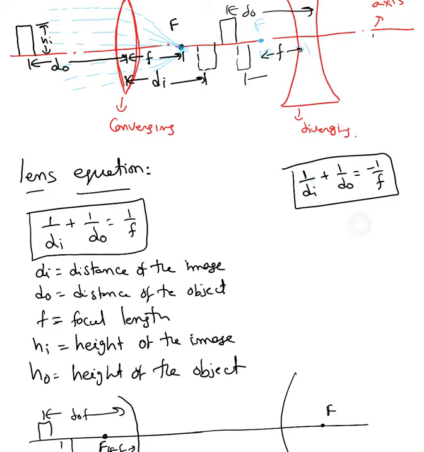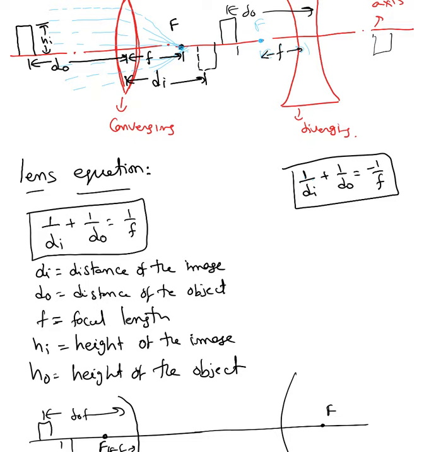Okay. So now if my image is in front of it, then we'll end up with a di equal to a negative number. We'll end up with a negative number if the image is in front of it. If image is somewhere here, we'll end up with positive number. Okay, so if we have di as a negative number, that means the image is in front of the lens. Let me solve an example based on this.